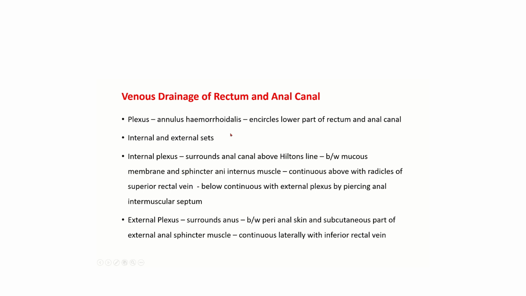Venous drainage of rectum and anal canal. The plexuses form the annulus hemorrhoidalis, which encircles lower part of rectum and anal canal. They have internal and external sets. Internal plexus surrounds anal canal above Hilton's line. They lie between mucous membrane and sphincter ani internus muscle, continue above with radicals of superior rectal vein, and below continue with external plexus by piercing the anal intermuscular septum. External plexus surrounds anus between perianal skin and subcutaneous part of the external anal sphincter muscle, and continues laterally with inferior rectal vein.